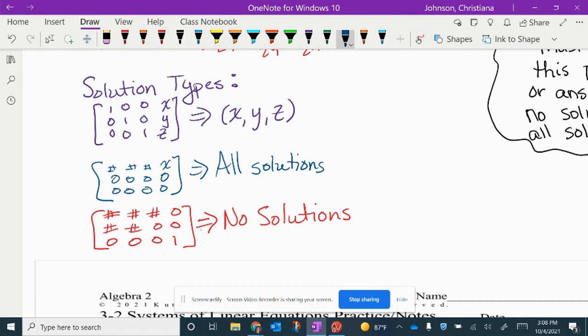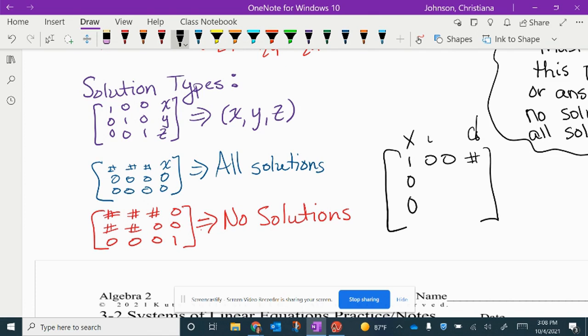0 equals 0, 0 equals 0, that's all solutions. Numbers, ones going in all the directions, because on a matrix, the first column was your x column. So if you have a 1, 0, 0 here, that means 1x equals whatever number ends up being the answer in the D column, x, y, z.